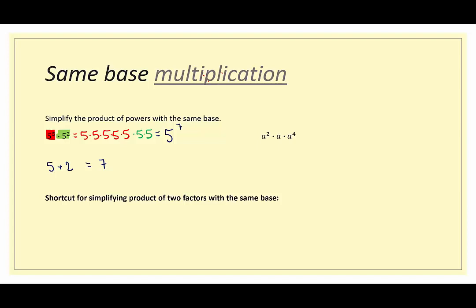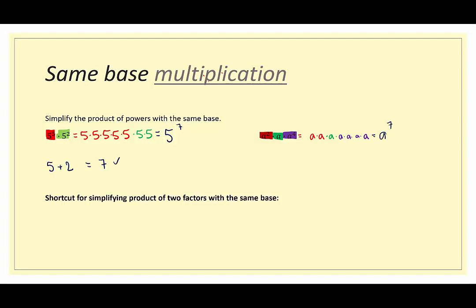Let's look at it again with these a's. So we have a squared times a to the 4th. I'm going to do my a squared in red, my a in green, and my a to the 4th in purple. So a squared would be a times a. The a is just times another a. And then the a to the 4th would be 4 factors of a: 2, 3, and 4. And now if we count all the factors of a that are being multiplied together, I count 1, 2, 3, 4, 5, 6, 7. And we would write that as a to the 7th.